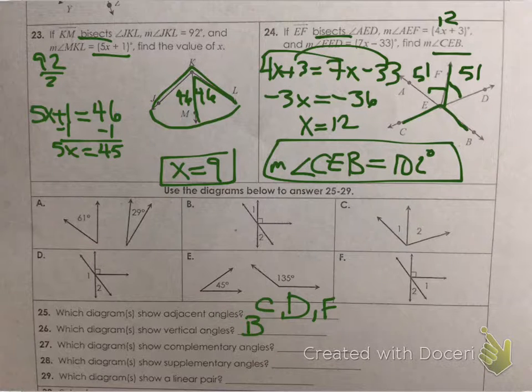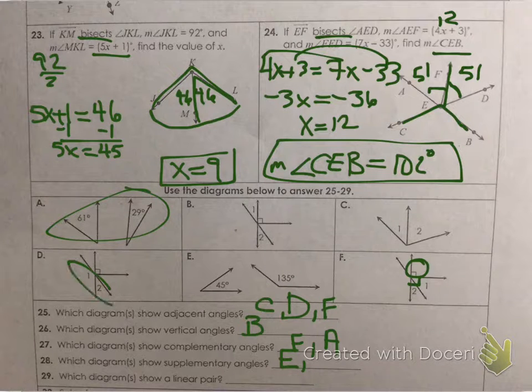Which diagrams show complementary angles? Well, we know if this is 90, then this is 90, so picture F and picture A also has that because those add up to 90. Supplementary, we want them to add up to 180. So we know E does that because you can add those up. But then again, keep in mind that D is a linear pair, so that means they're supplementary, which also answers the next question, what's a linear pair?